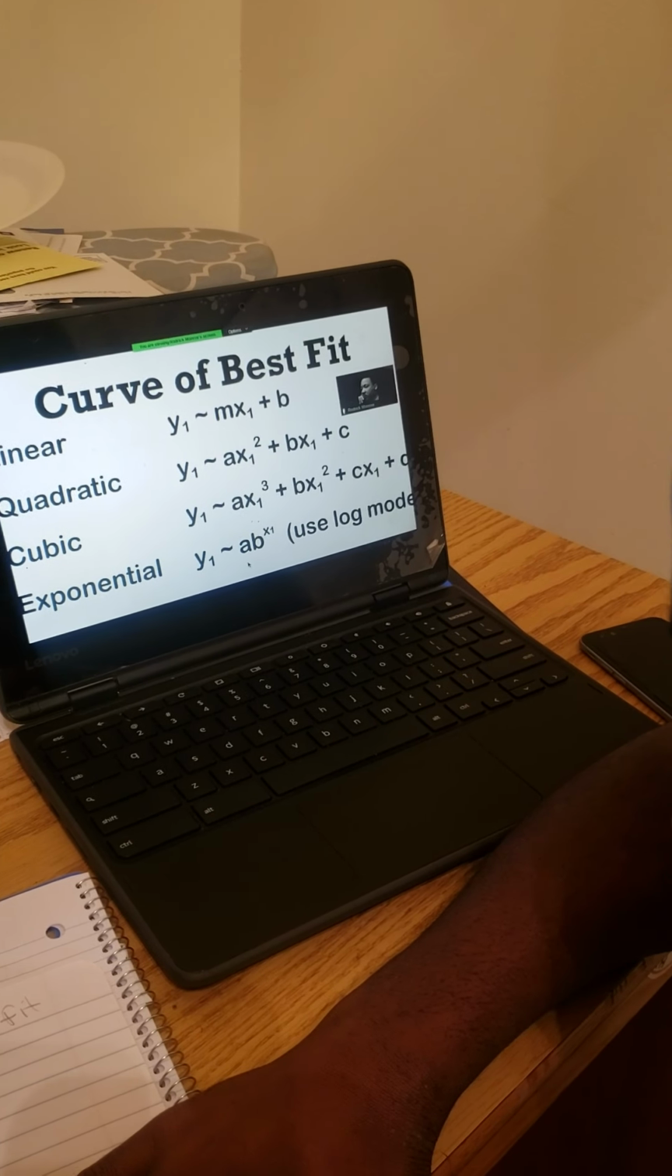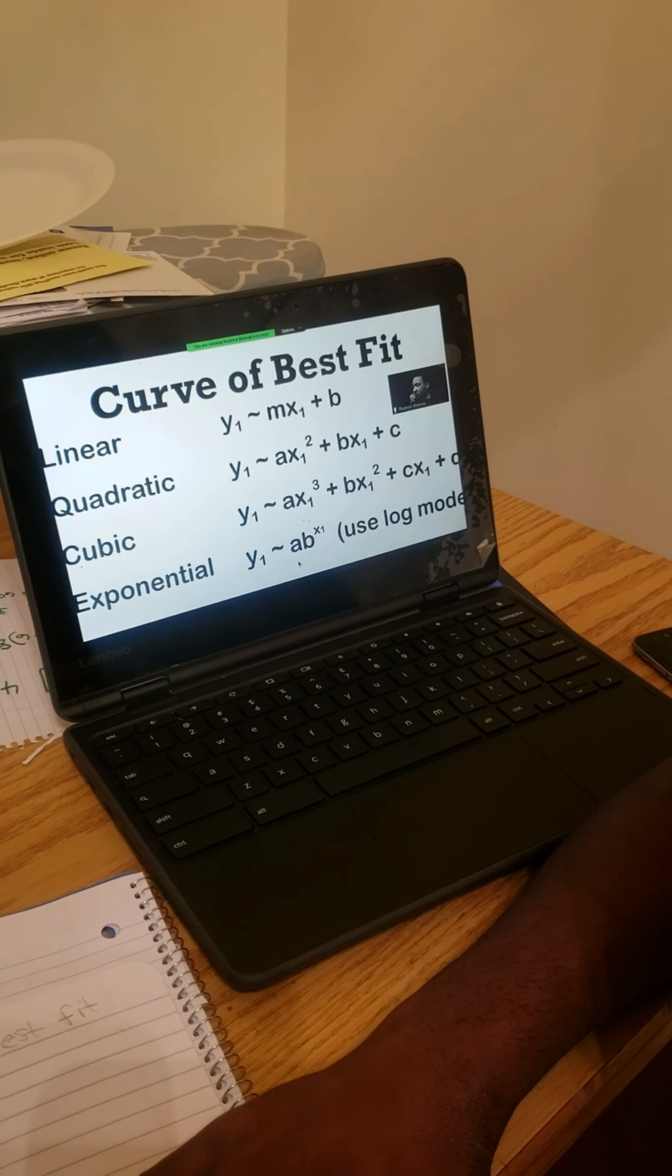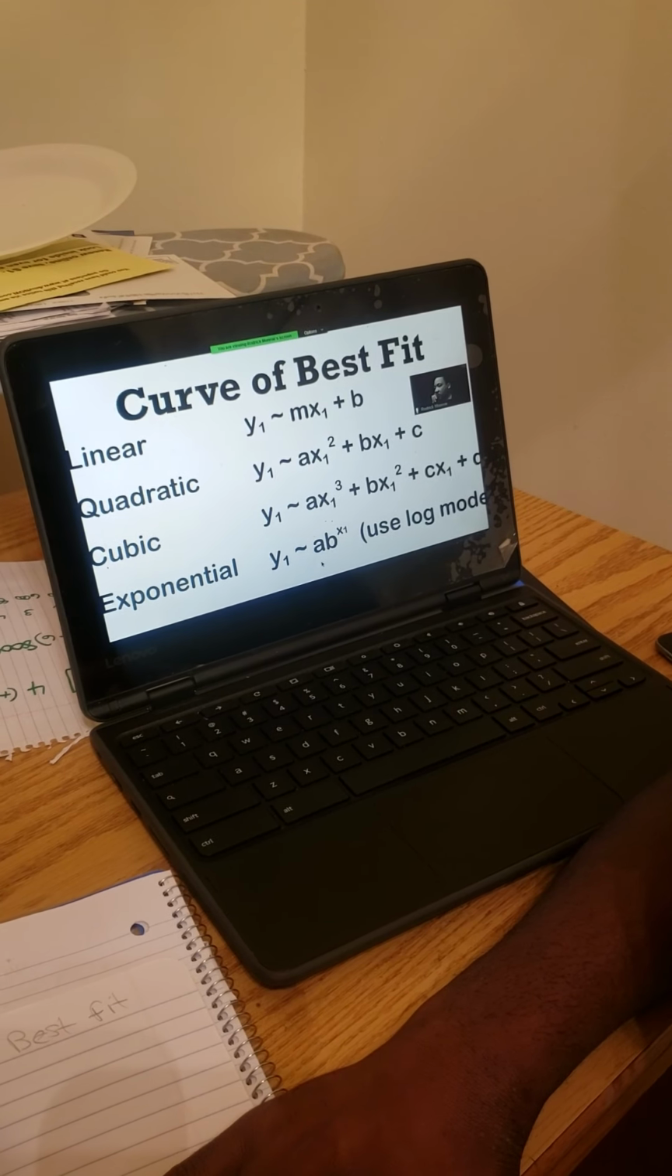A instead of M. In the linear equation, change M to A.